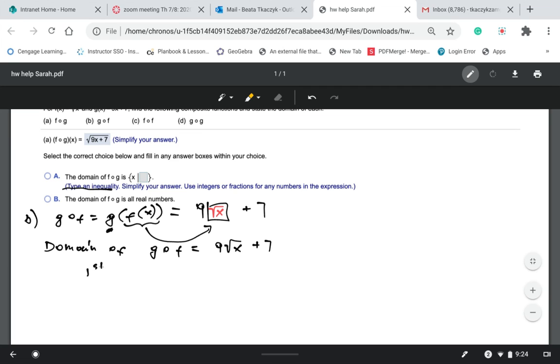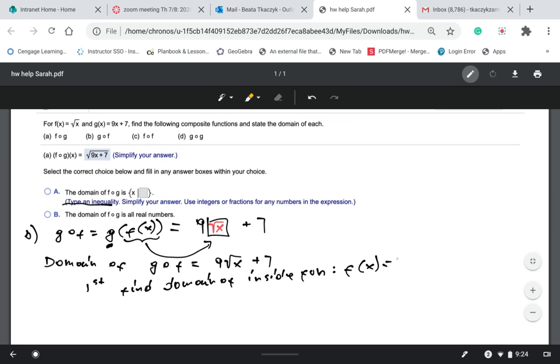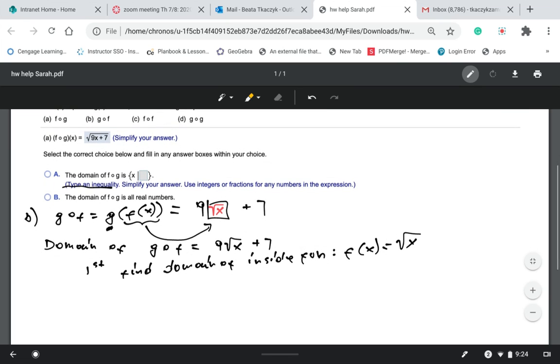first, find the domain of the inside function. The inside function is f of x, which is f of x equal square root of x. So for the domain of function f, again, you have a square root function, so you have to give the condition that x is greater or equal 0. So that's the first part.